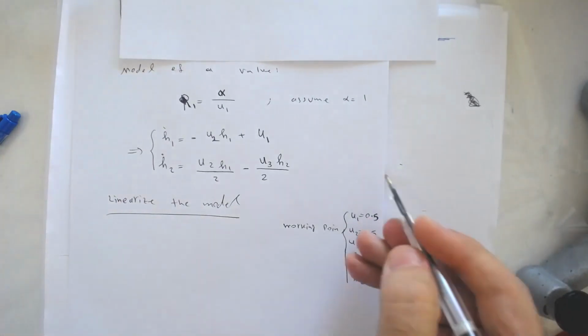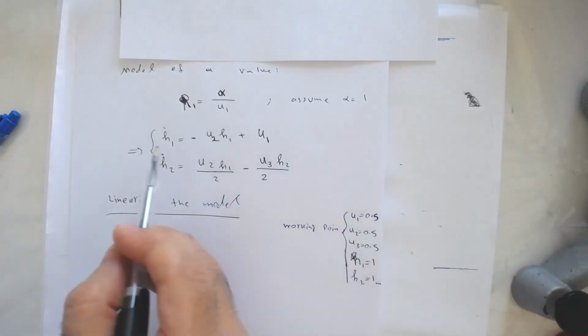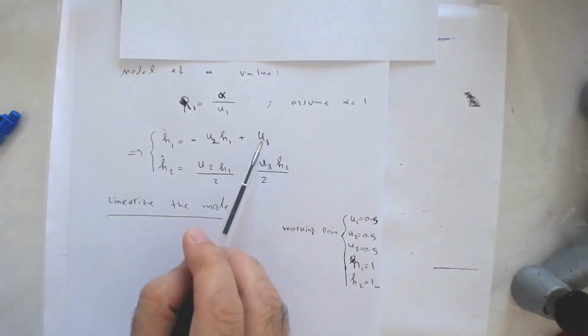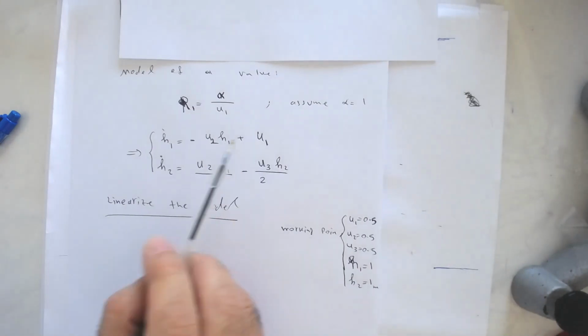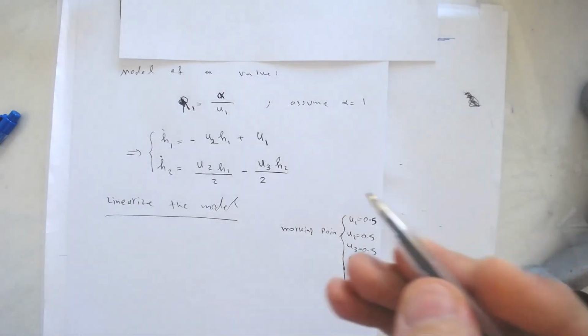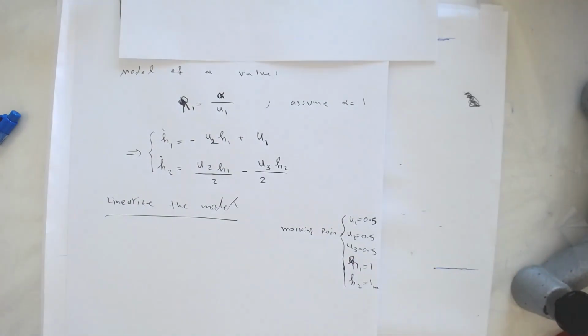So let's see if this working point works in the equation of the system. If you have U1 equal to, just give me a second, I will be back in 1 minute.